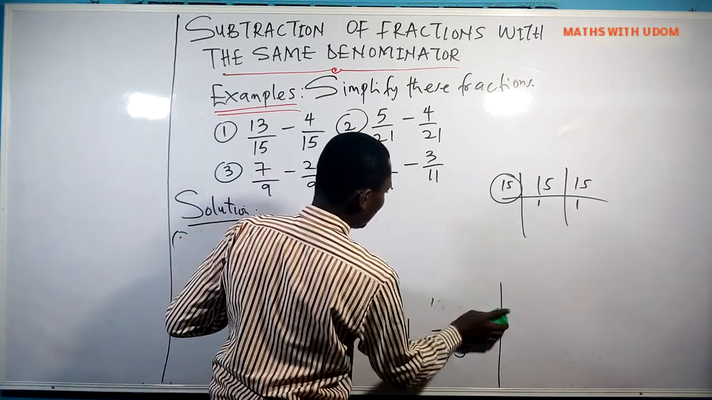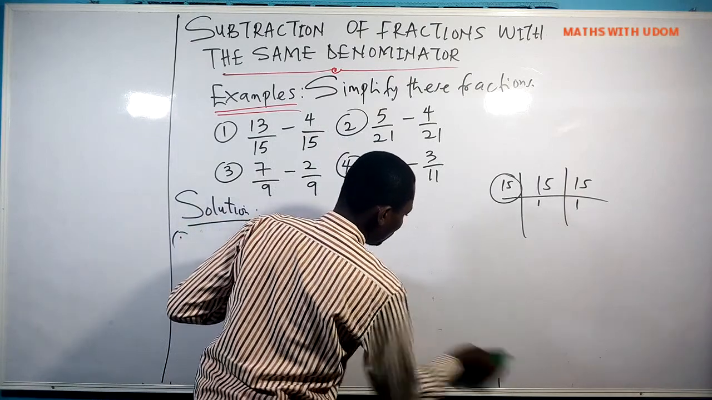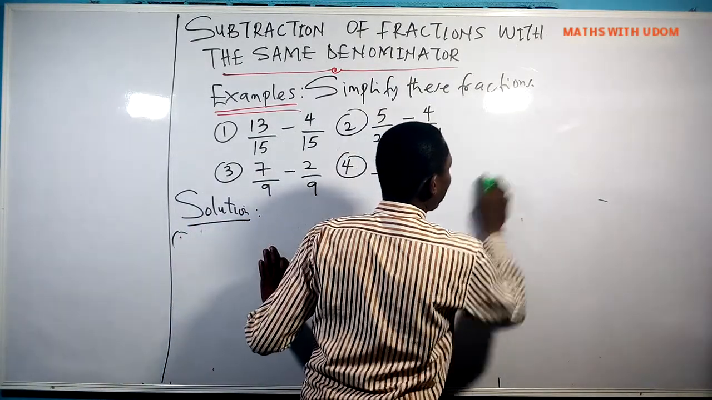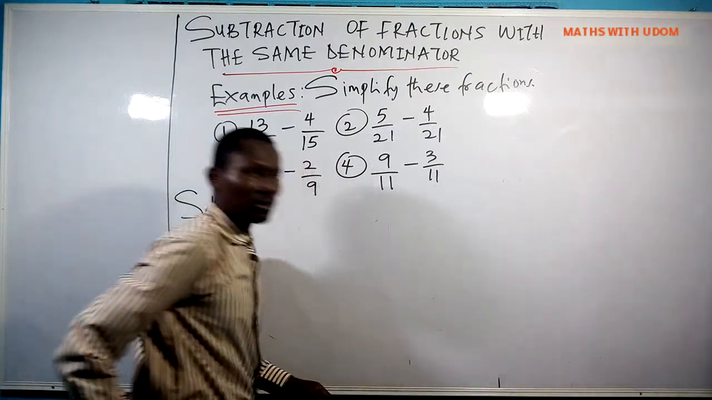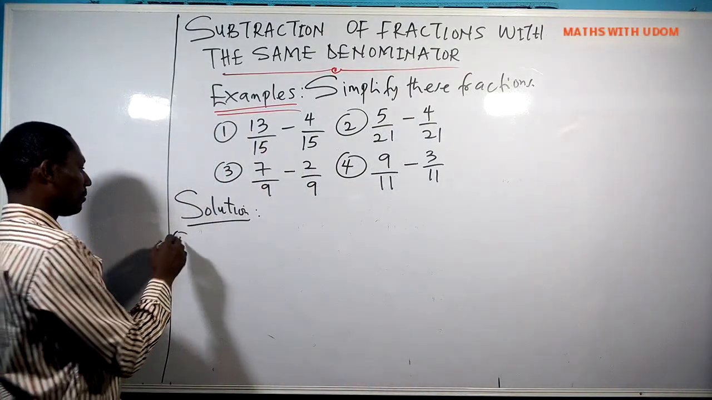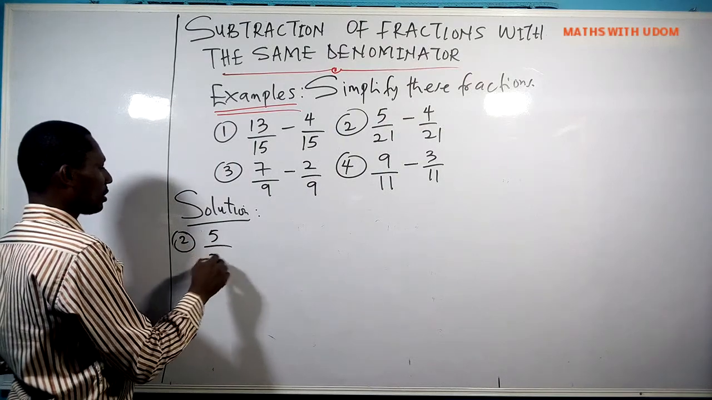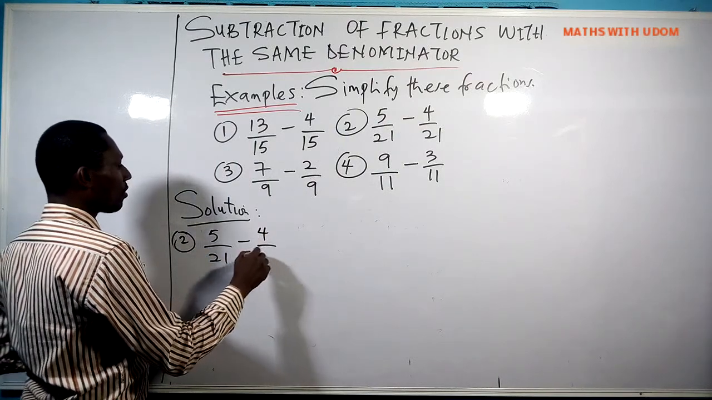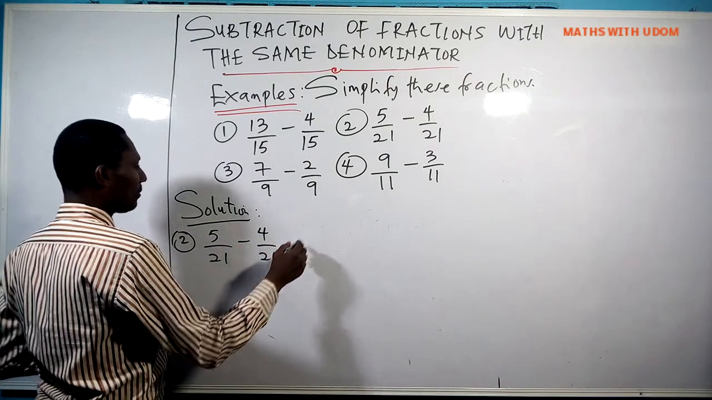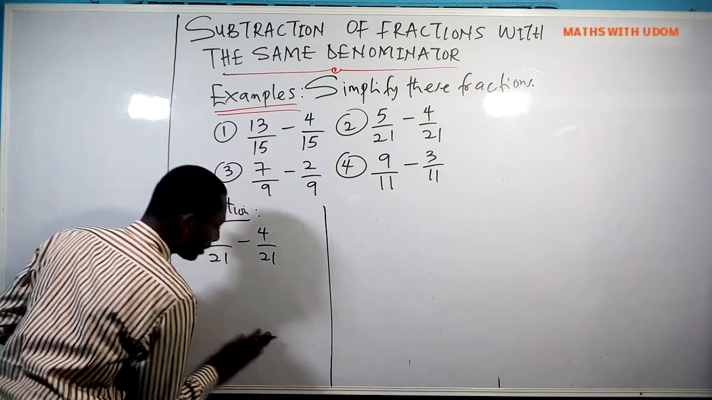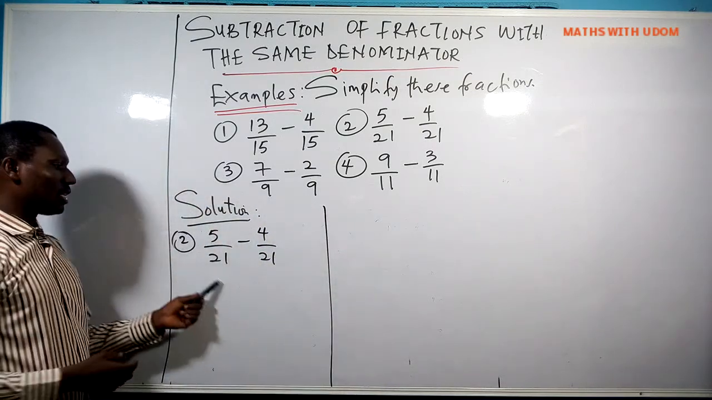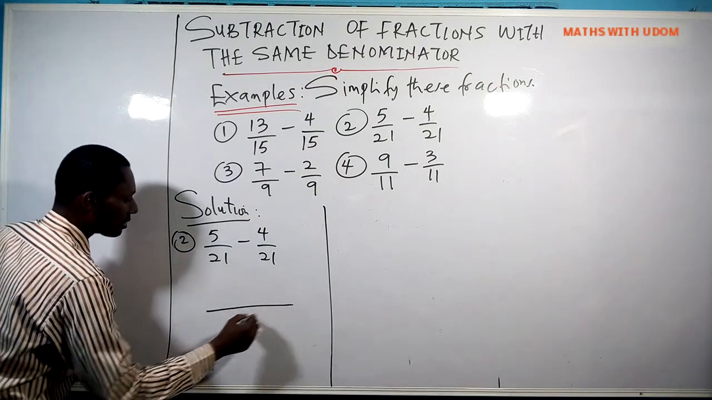You can see that it's very easy to solve the problem this way. Mass is found. Let's go to the second example. Example 2. What do we have? 5 over 21 minus 4 over 21. Okay? So from here, what is the LCM? 21 and 21. The LCM is still 21.